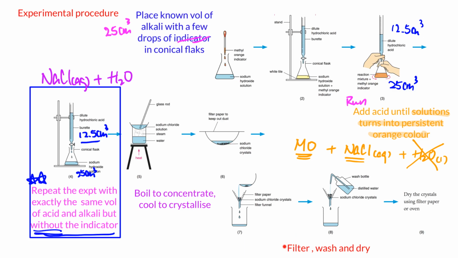Then what you have to do next is filter, wash, and dry. Remember, this time the salt that we're going to prepare is also a soluble salt. So when you wash, do remember to use a small amount of cold water to wash it. So basically, doing this, we can obtain a soluble salt, which is sodium chloride.